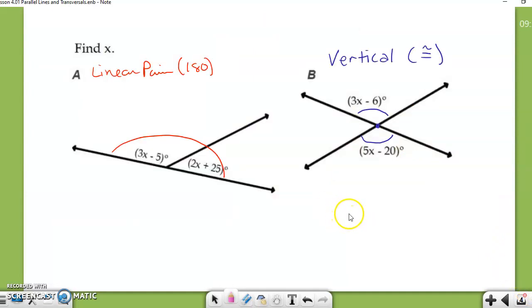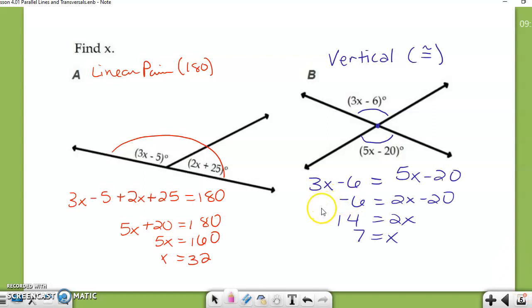So when you get problems like this, you need to first think about what is the relationship between these two angles. For A, it's a linear pair, and I know that that means they're supplementary. For B, I know these two angles are vertical angles, and so I know that they are congruent. This helps you set up your algebraic equations to solve. So go ahead and try to set up your algebraic equations for A and B, solve for x, pause the video, come back and check your work. Hopefully you set these up to equal 180, and you would set these two equal to each other.